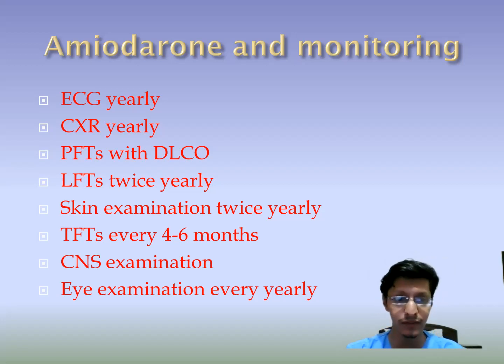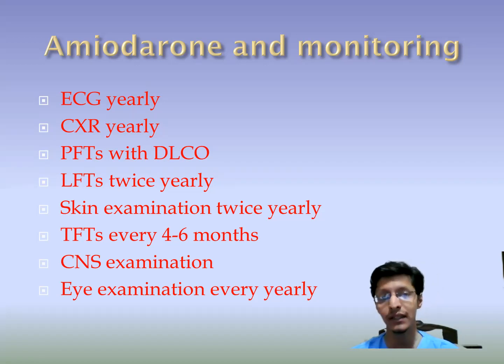diffusion of carbon monoxide. Then you have to get a liver function test twice yearly, because amiodarone is known to increase the SGOT-SGPT levels and cause amiodarone-induced hepatitis. Then skin examination twice yearly is very important, because amiodarone causes bluish discoloration of the skin.